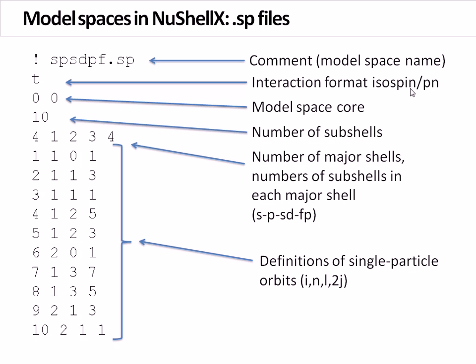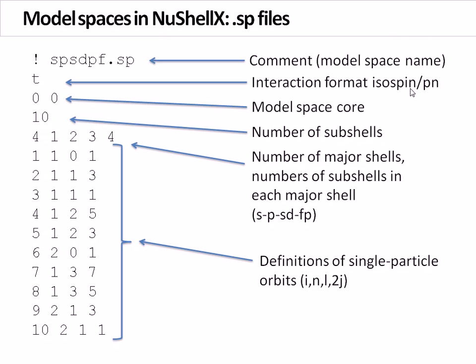So this starts with a name, and then a label that says whether the interaction is in isospin format or PN format. Okay, because of the heritage of NuShellX, it's come from Oxbash. Oxbash was an isospin code, so its interactions are all in isospin format, and that just means that they've also got an isospin label for each matrix element.